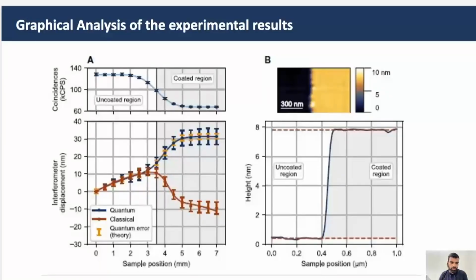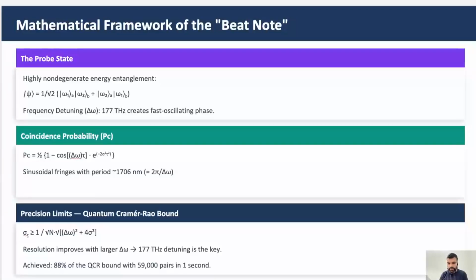Now we go to the next slide, which is the mathematical framework of the quantum beat note. Let me now bring the mathematics together to show why this system achieved the resolution it does, and why the 177 terahertz detuning is the key factor.